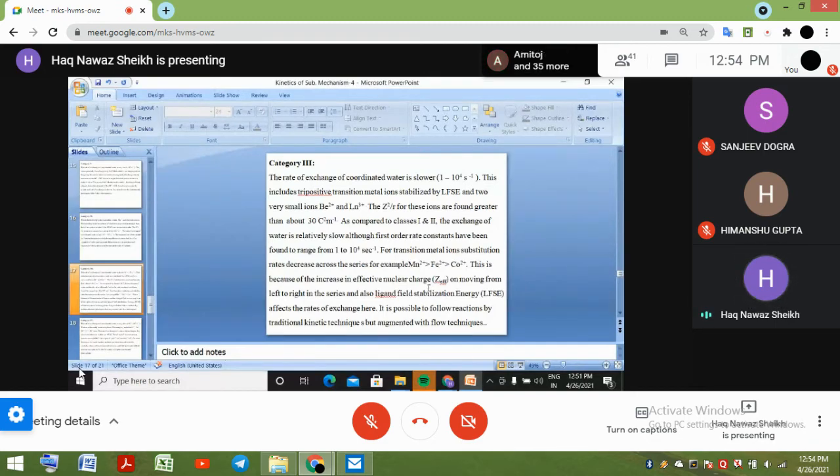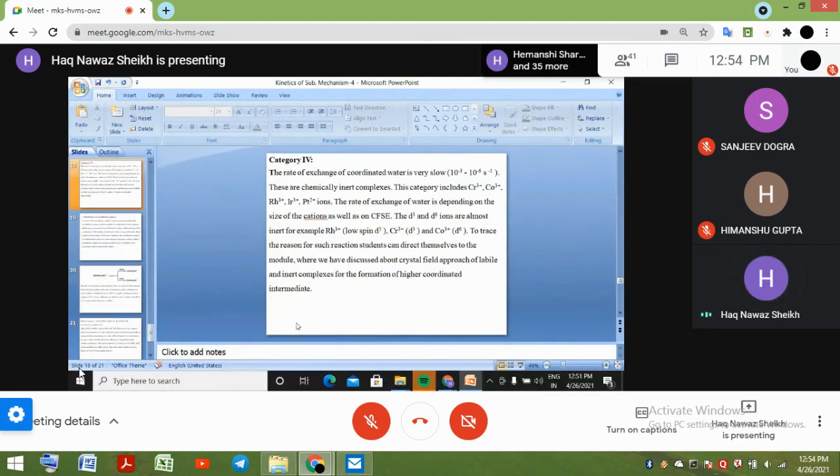They are inert because of the small size, high charge density and also because of the high crystal field stabilization energy. So as you move across the period in the 3D series from left to right, if the charge is the same, 2 plus or 3 plus, then the rate of the reaction decreases from left to right because size decreases. This is because of the increase in the effective nuclear charge, and also the ligand field stabilization energy affects the rate of exchange here. It is possible to follow the reaction by traditional kinetics, but augmented with flow techniques.